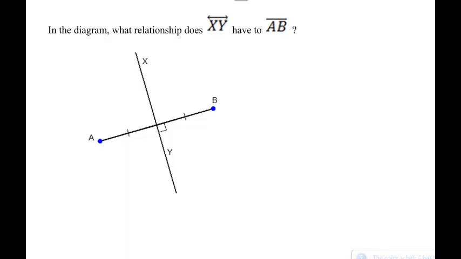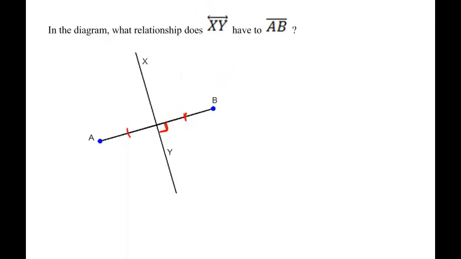Okay guys, to start off this lesson, I want you to take a look at the diagram and answer the question: what relationship does the line XY have to the line segment AB? So check it out. You've got some information marked. Notice there's the perpendicular marking. Those are right angles. And these tick marks show that the two pieces of AB are equal in length, or congruent. So we call that a perpendicular bisector.